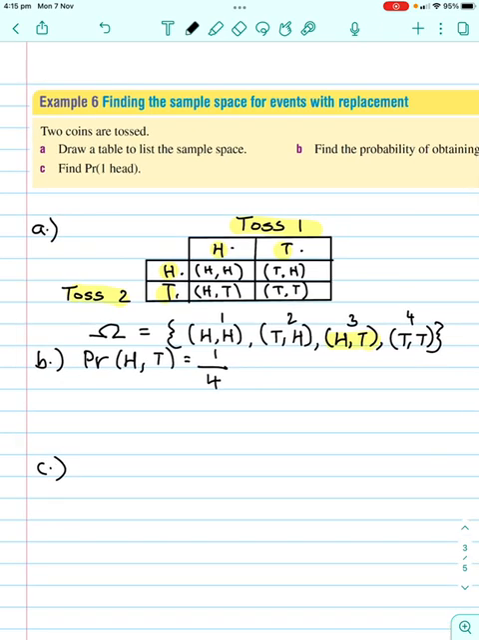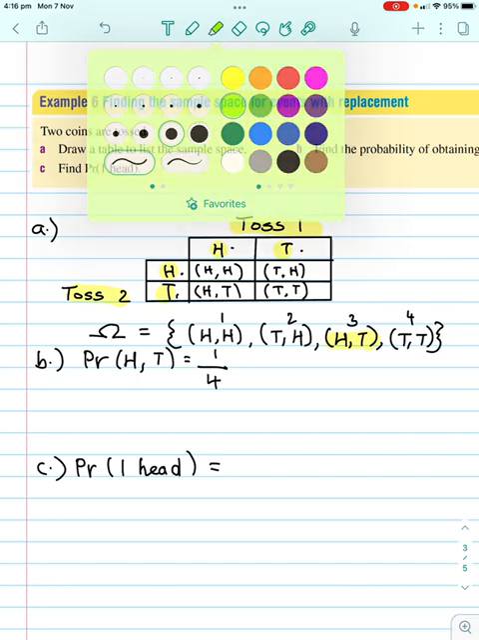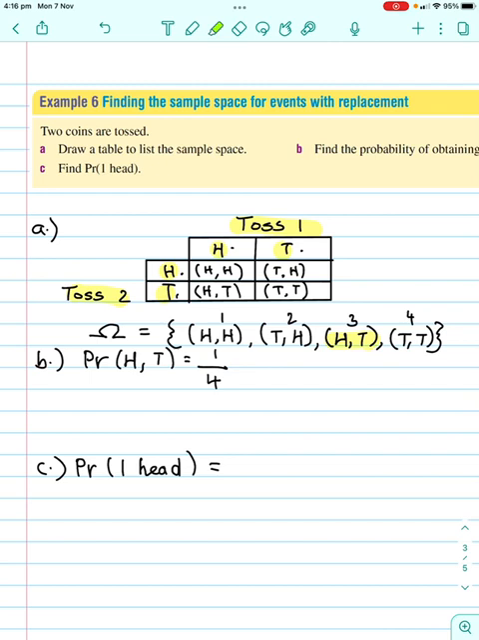For C, it's then asking us the probability of 1 head, so I'll do my probability of 1 head. Now, this doesn't specify an order like our part B did. So all we need to do, I'll change the colors so that we know the difference, is we just need 1 head. It doesn't say at least, it just says 1. So looking through, the first has 2, so we can't count it. The second has 1 head, so we'll count that. The third has 1 head, so we'll count that. And the fourth has 2 tails, so we can't count that.